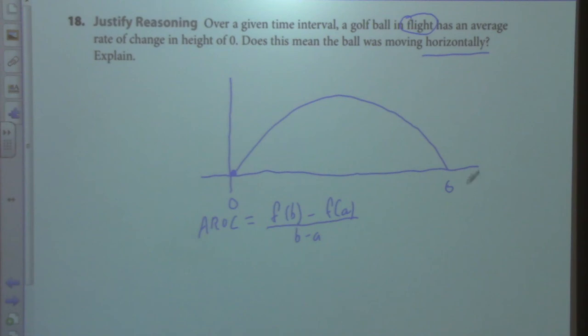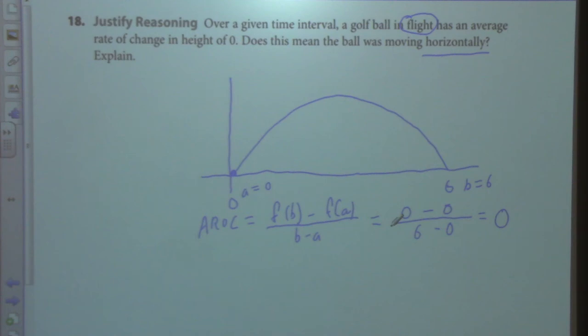Here we have b is equal to 6. Here we have a is equal to 0. So in this case we have f of b, which is 0, minus f of a, which is 0, over b minus a, which is 6 minus 0. So 0 divided by 6 is 0.